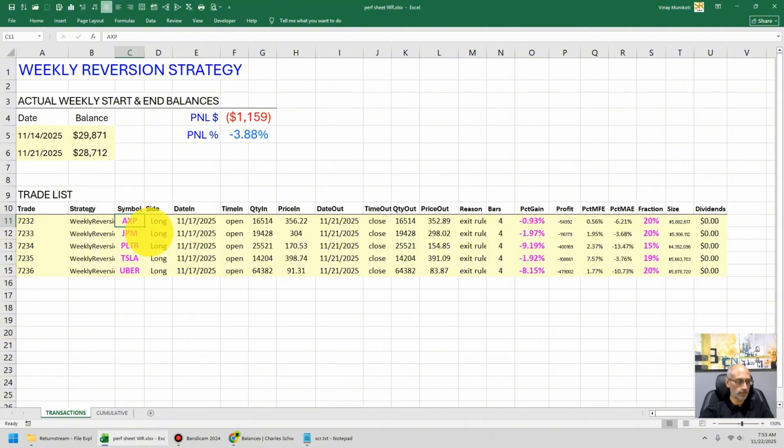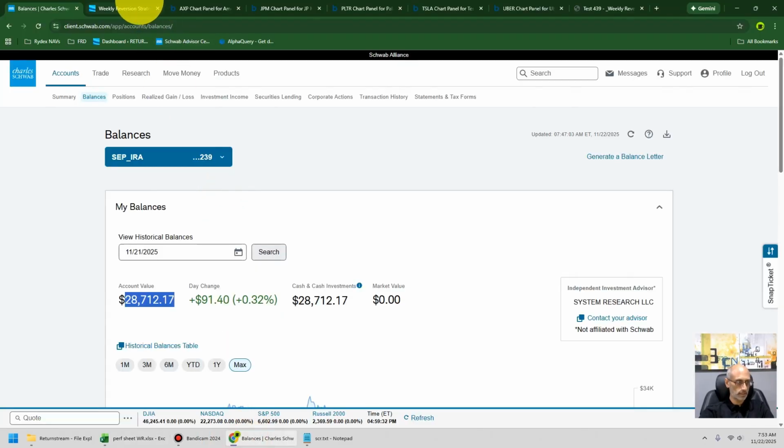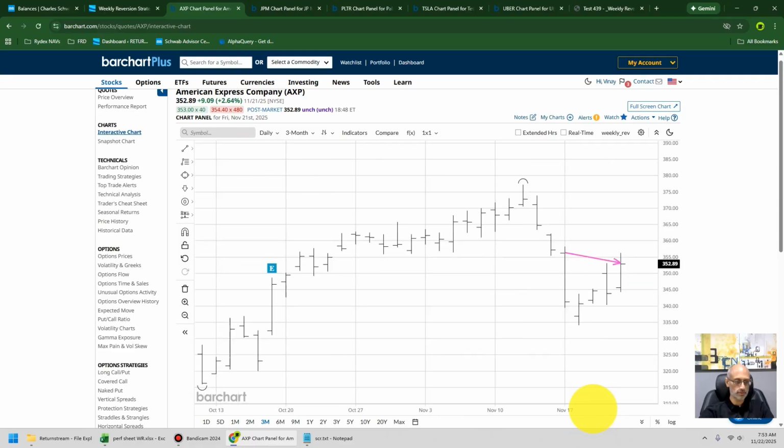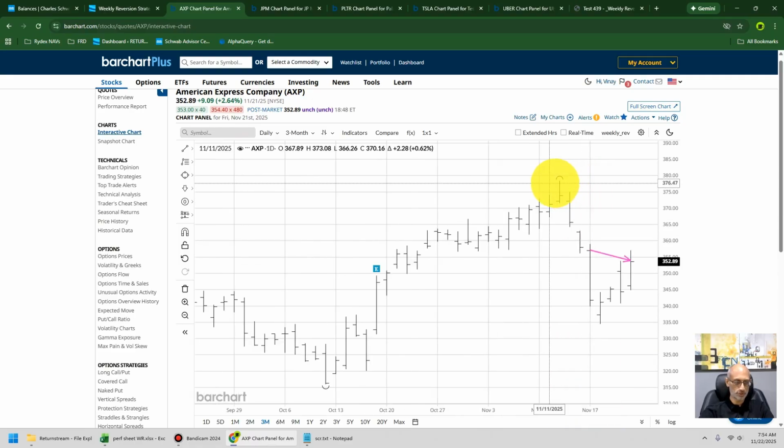First one was American Express. That one was down 0.9%. And this is what the trade looked like for American Express. So weekly reversion buys dips. So I was looking at this dip in the prior week and I bought here on the Monday. And the stock reverted back up a little bit, but not all the way to make a profit.